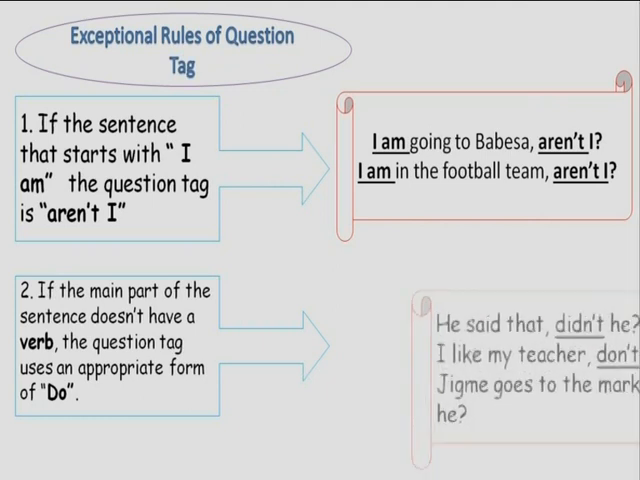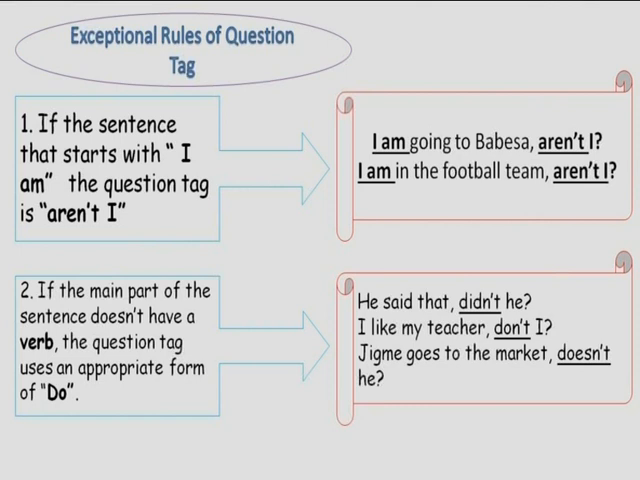See here. Can you see the forms of "do"? The underlined words, the underlined tags, are the forms of "do." "Didn't," "don't," "doesn't" are forms of "do." Clear, my dear students? Very easy, right?